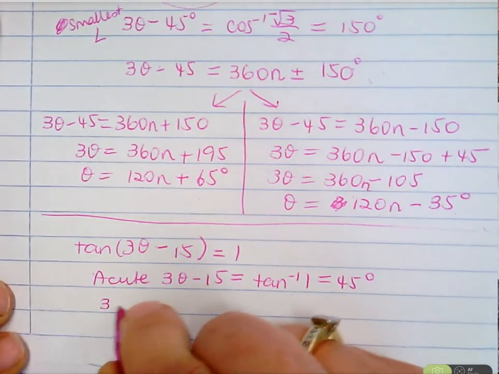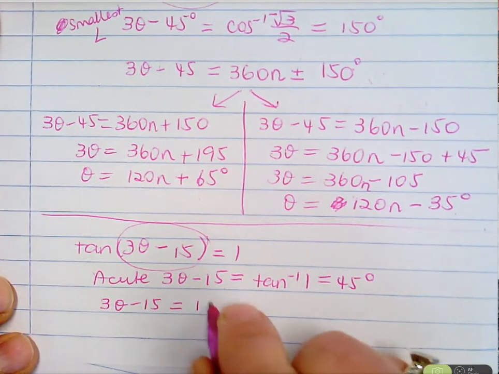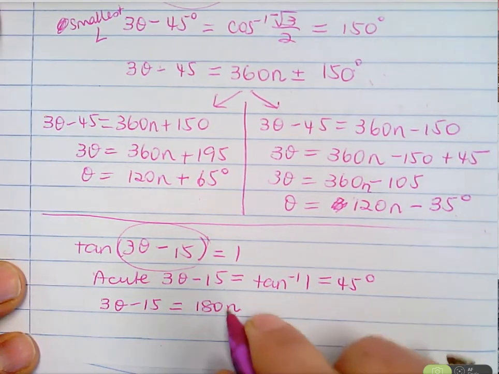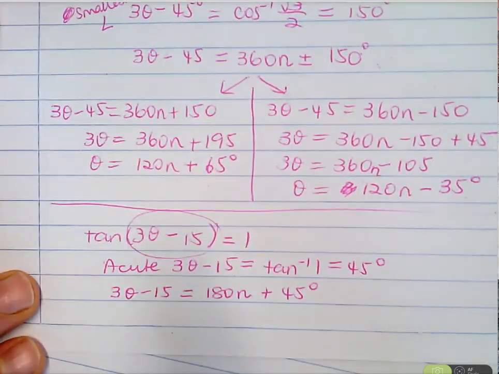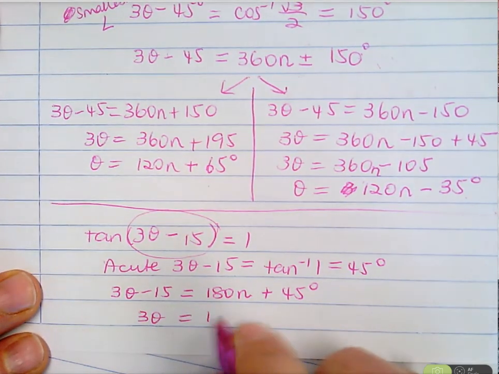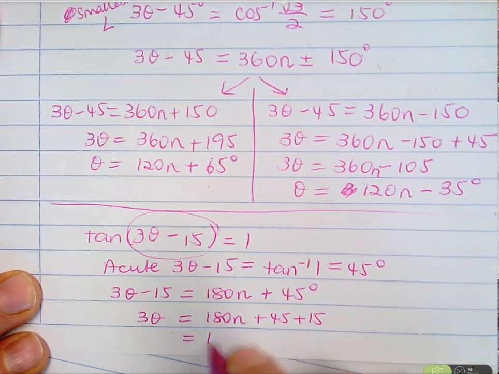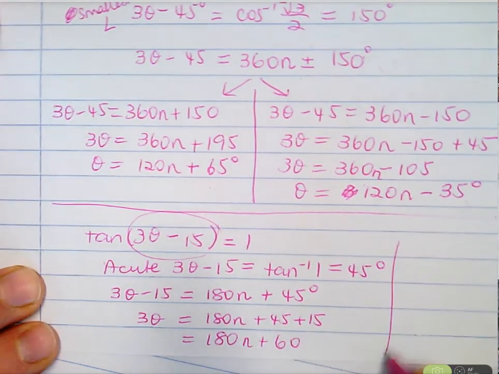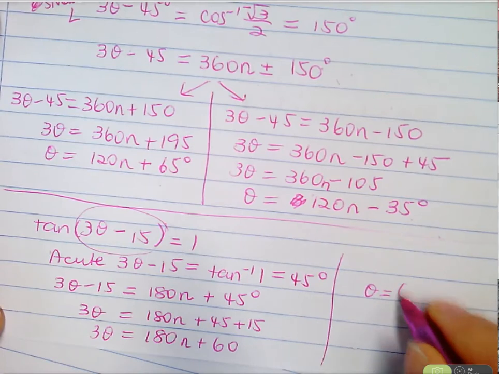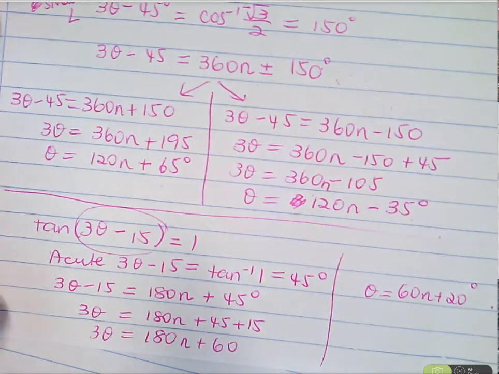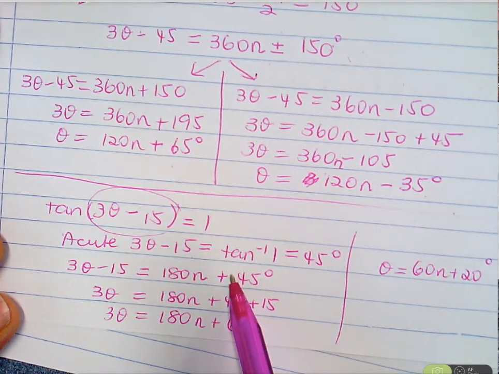Instead of putting theta equals, you've got that's your whole theta. 3 theta minus 15 equals 180n plus the angle. So 3 theta is 180n plus 45 plus 15, which is 180n plus 60. And now we just divide by 3, which gives 60n plus 20. And if that was negative, you would have had a negative here.